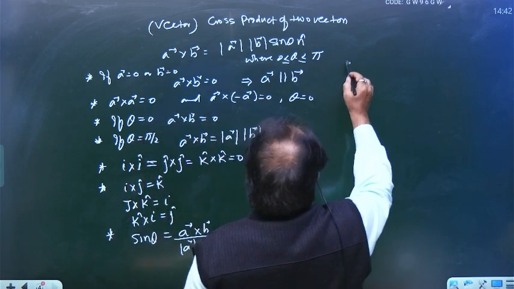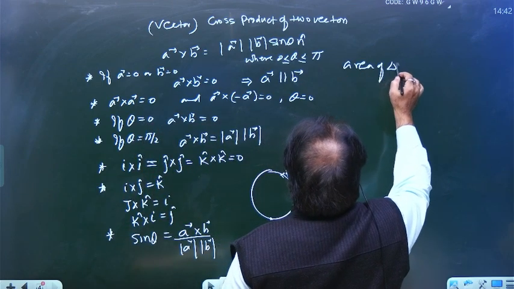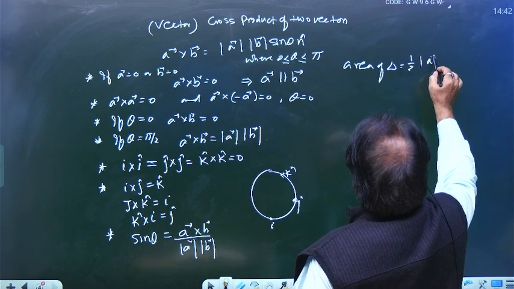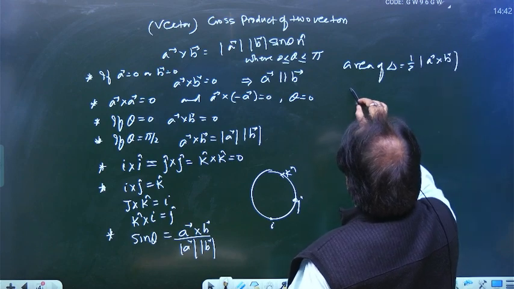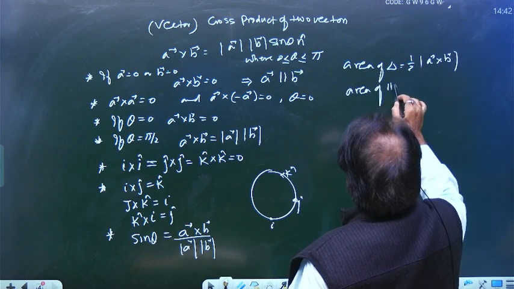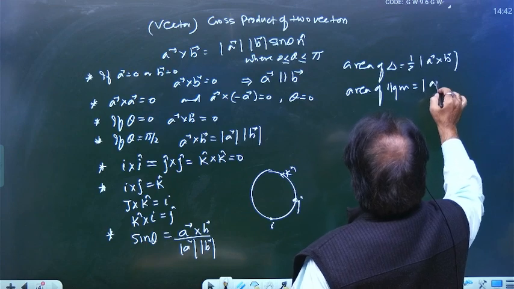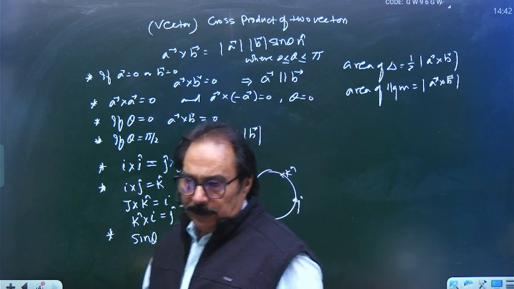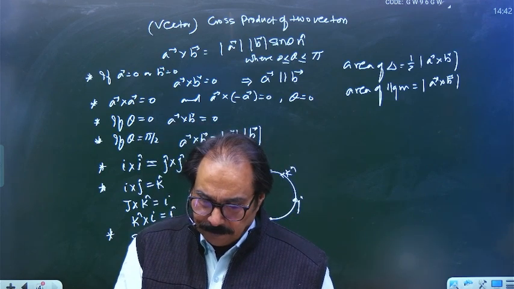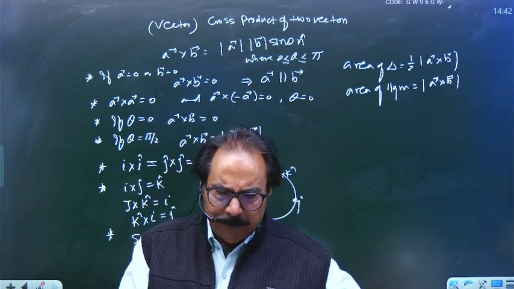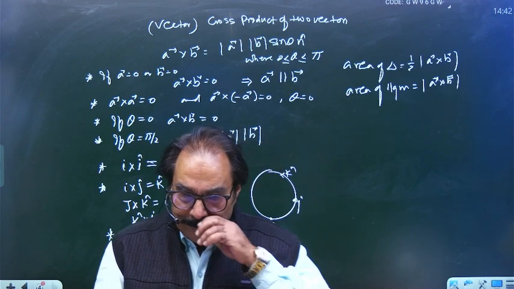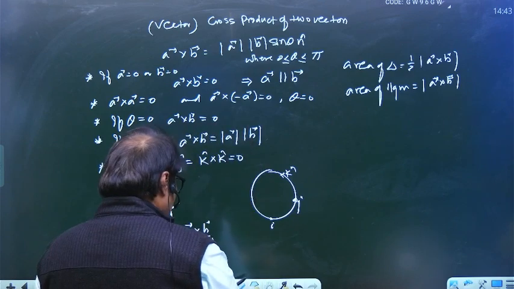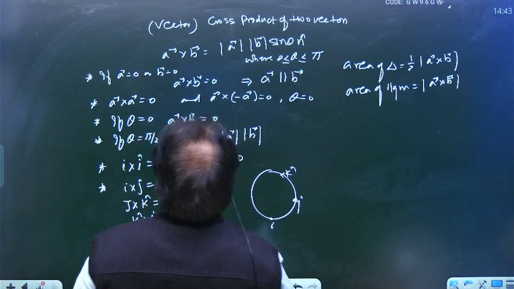And now the next thing is area of triangle. Area of triangle is equal to 1 by 2 the magnitude of A cross B, and area of parallelogram is equal to the magnitude of A cross B. Then again the same distributive property or commutative property we will apply. So now switch over to exercise 10.3.